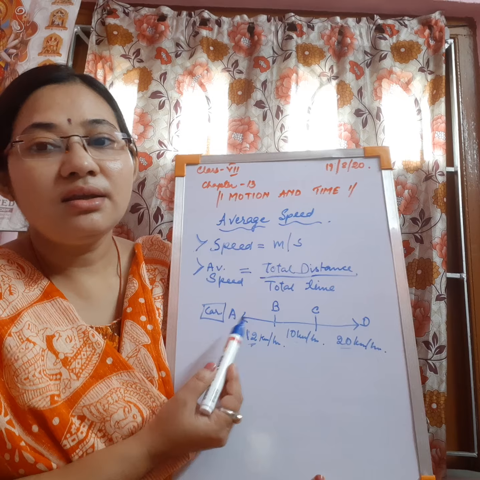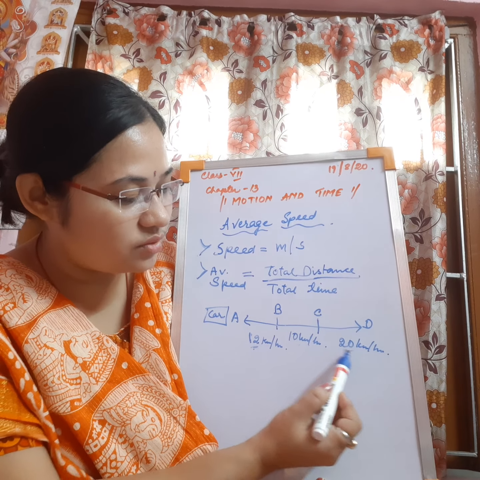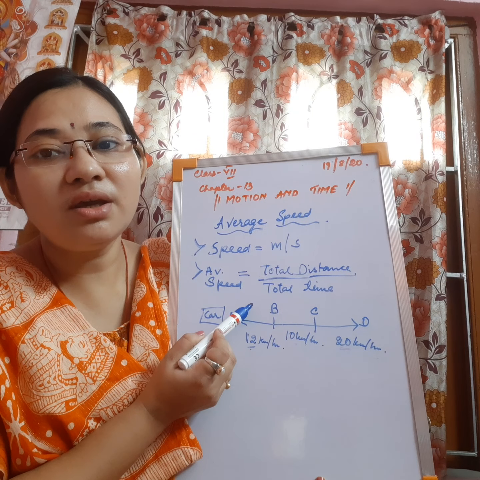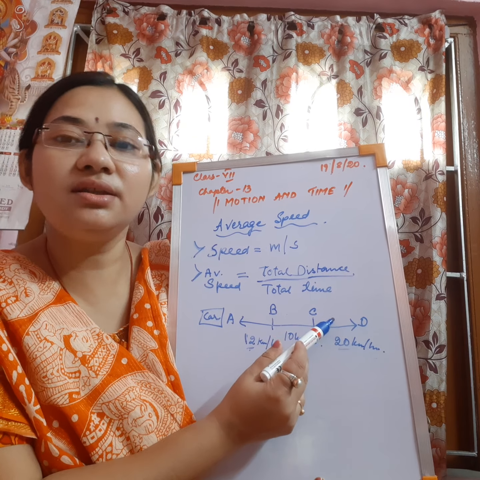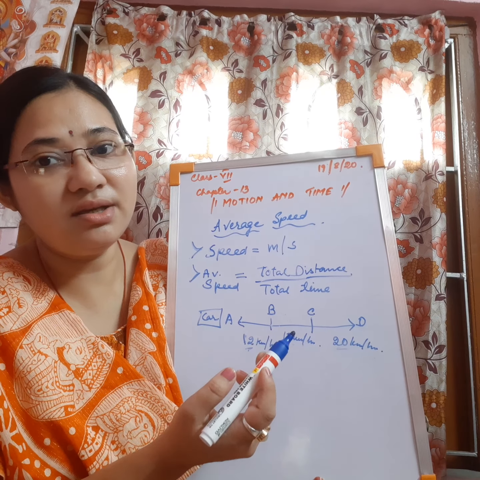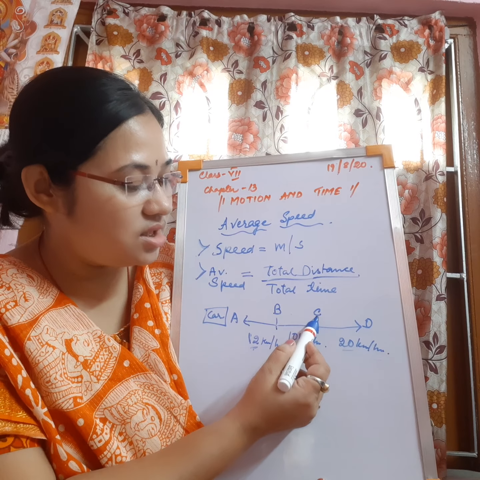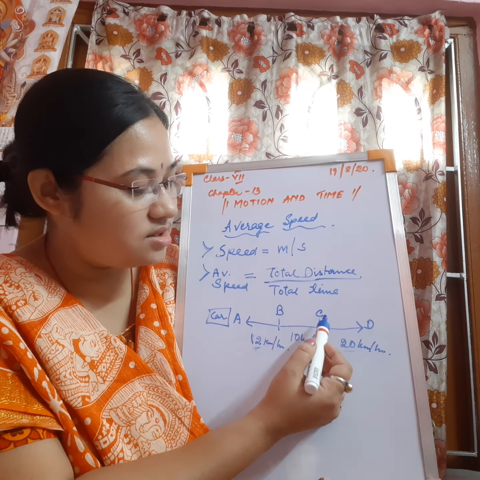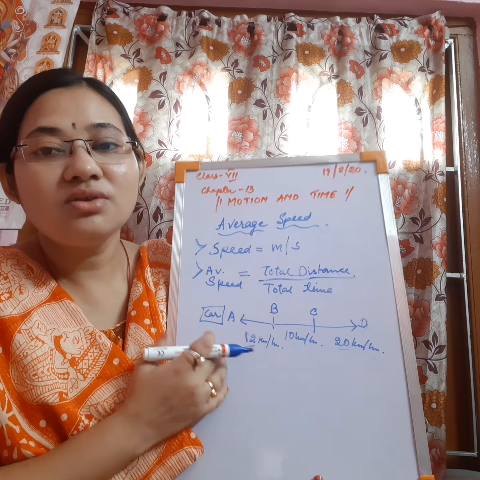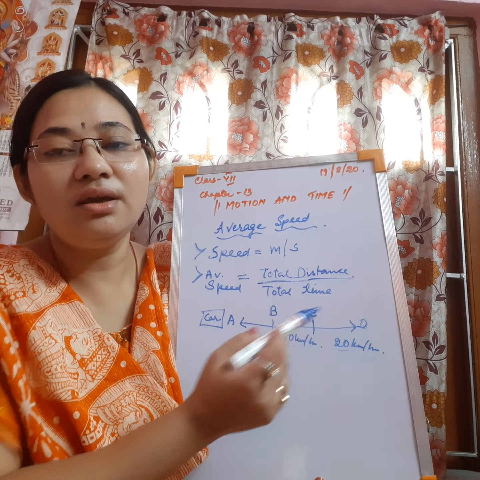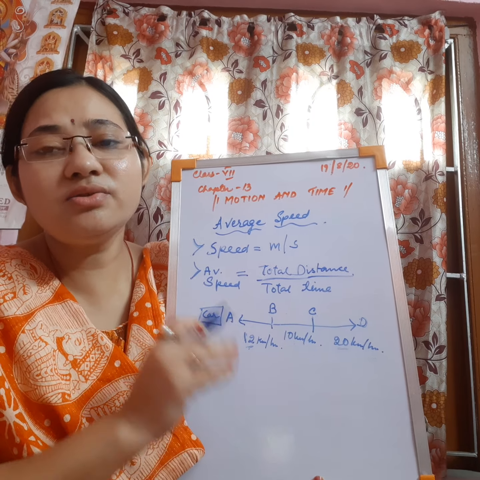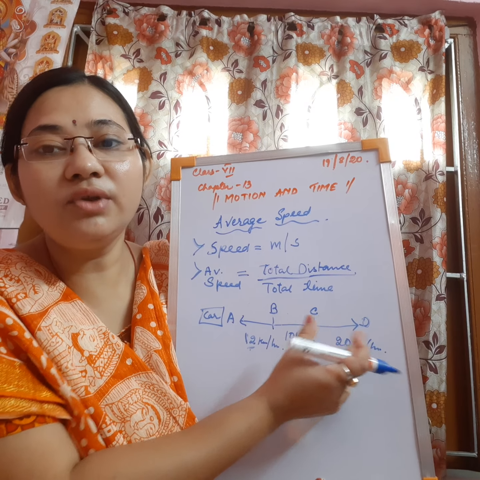So in this case, this is speed 1, this is speed 2, this is speed 3, three different speeds. There is different time, here t1, here t2, here t3. There is different distance. A to B is d1, B to C will be d2, and C to D will be d3. So here you see T1, T2, T3, then D1, D2, D3, then S1, S2, S3. In this way it is changing in every part of the journey.